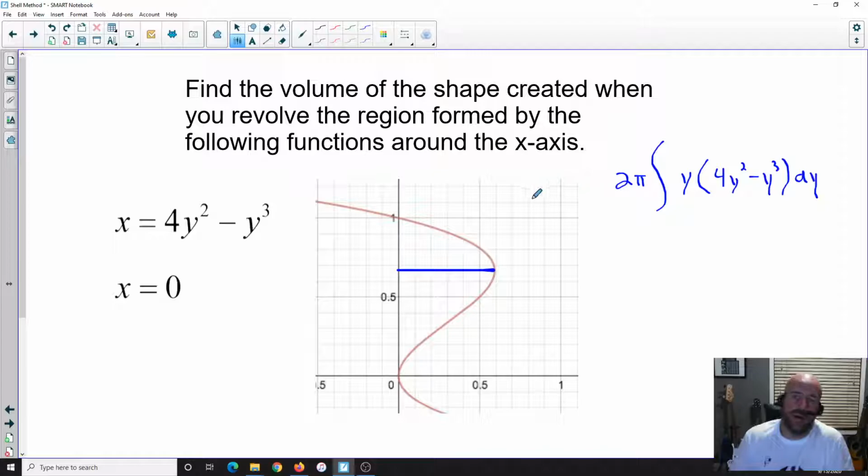And then we look at our boundaries. So we are between here and here. So between y is 0 and y is 1. So 0 and 1.